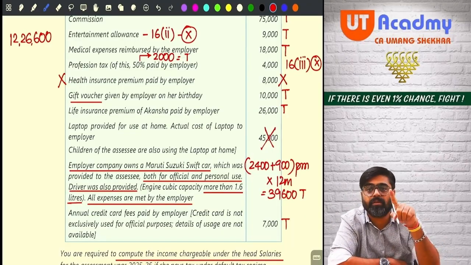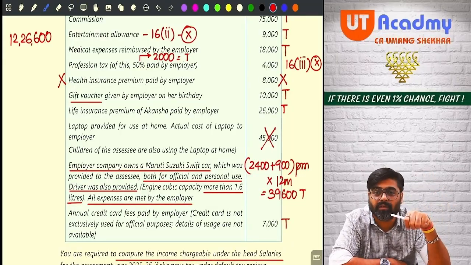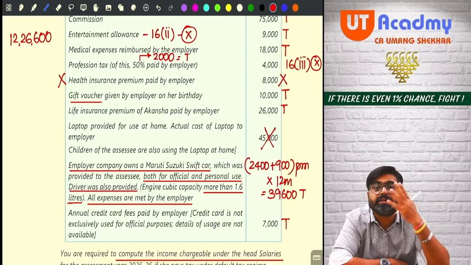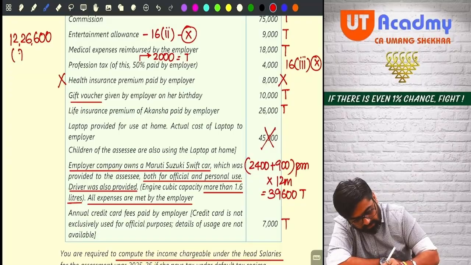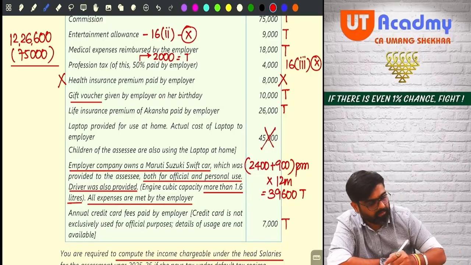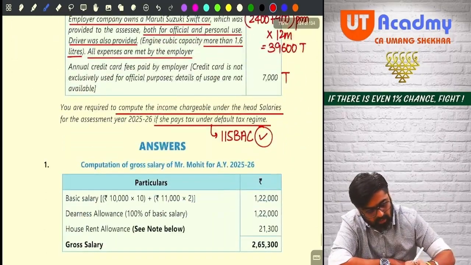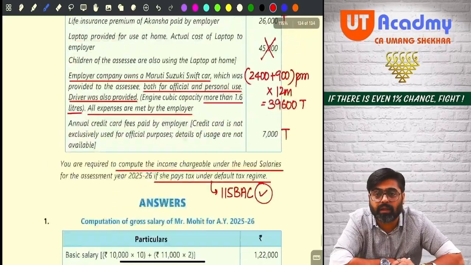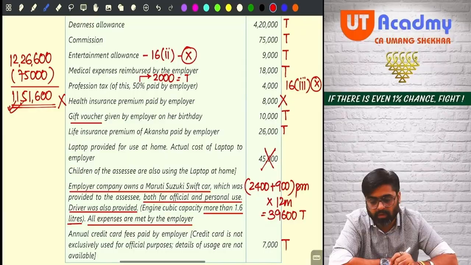Out of that gross taxable salary, you are going to get deduction. No, only one, because you are following 115BAC. What deduction is that? Standard deduction. And 115BAC standard deduction will be 75,000. Take that standard deduction of 75,000 and now check: 11,51,600. That is your net taxable salary. They are telling you to compute income chargeable under the head salary, and this is the income chargeable under the head salary. Got it, everyone?